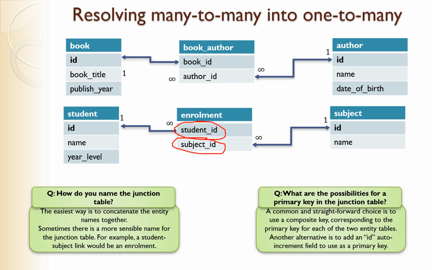An alternative is to add an ID auto increment field. So add another field called ID and use that as the primary key. The advantage of that is that you can have the same student and subject enrollment appear many times. For enrollments, maybe it doesn't make sense, but if this is a junction table that lists the purchases of a product, it makes sense that a given user could order a given product many times.